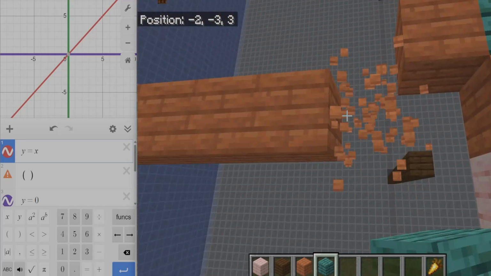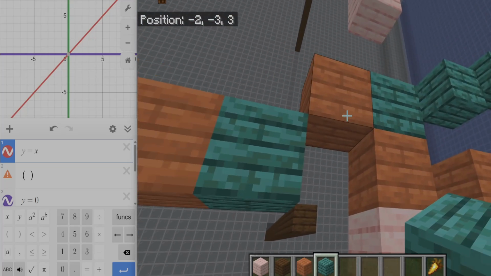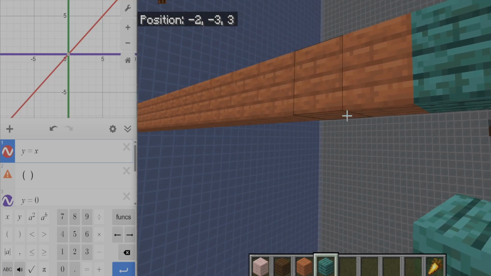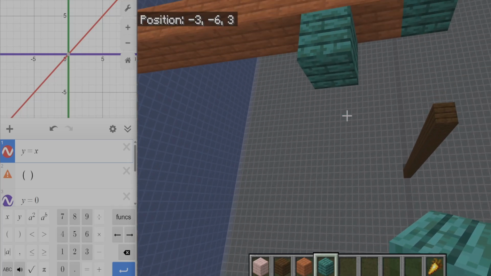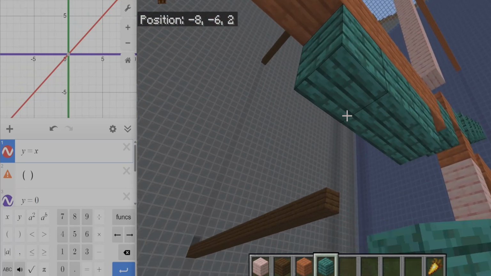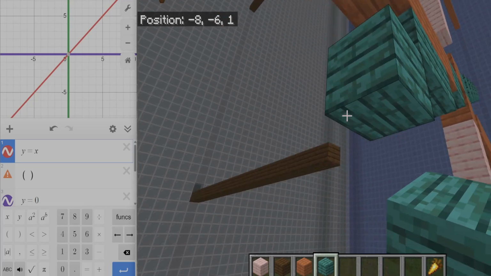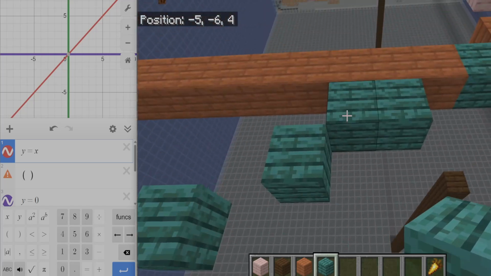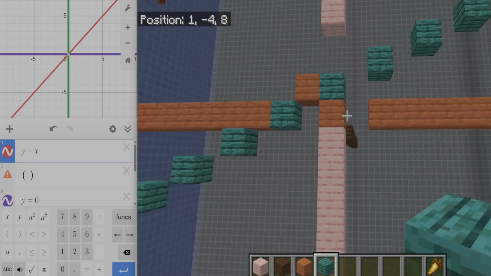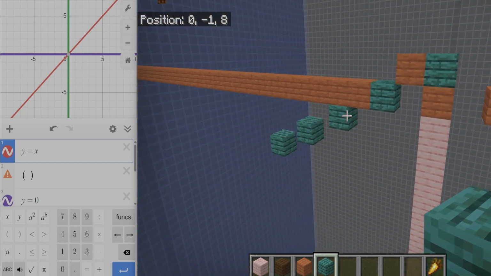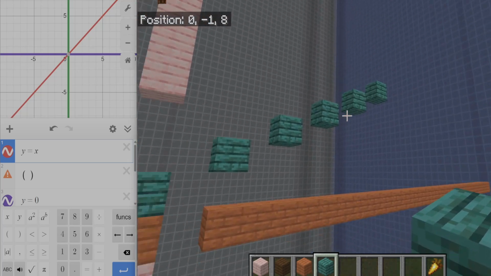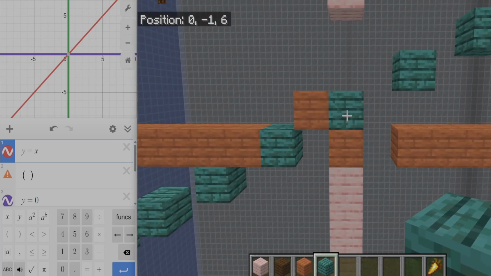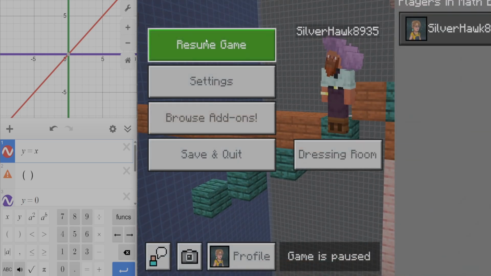So 1, 2, down 1. 1, 2, down 1. Right? We get this nice gradual line. So it's the same line, it's just more gradual, right? So if you wanted your staircase to be more gradual, this would be more of the path you would take.